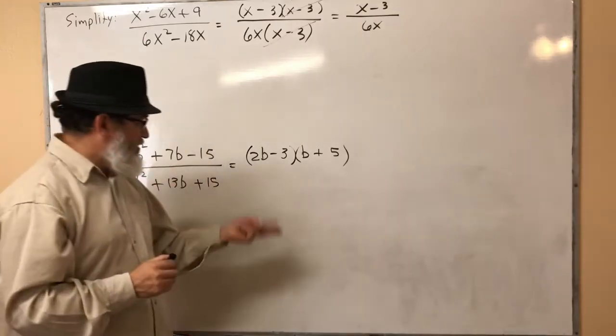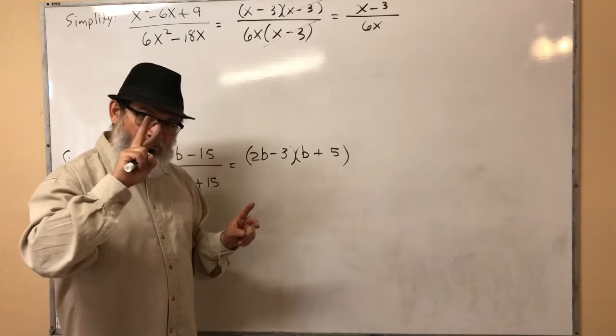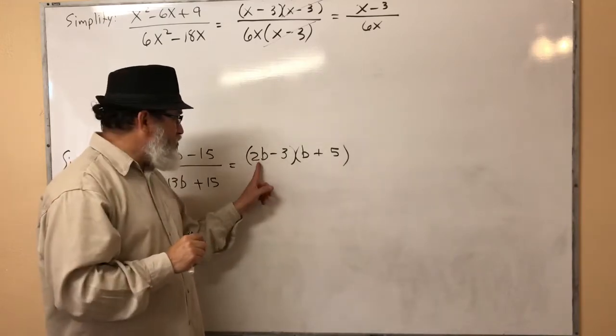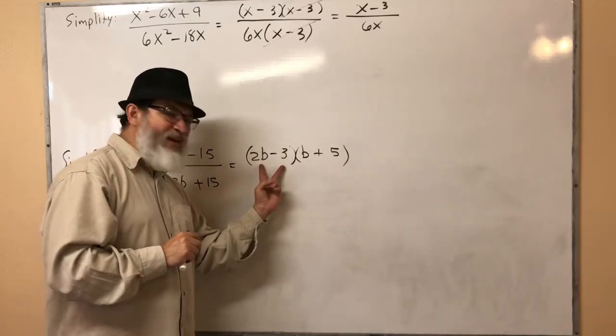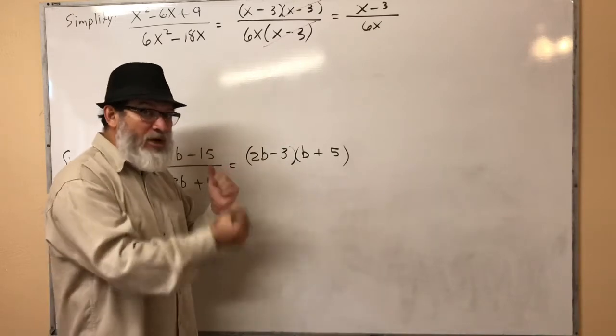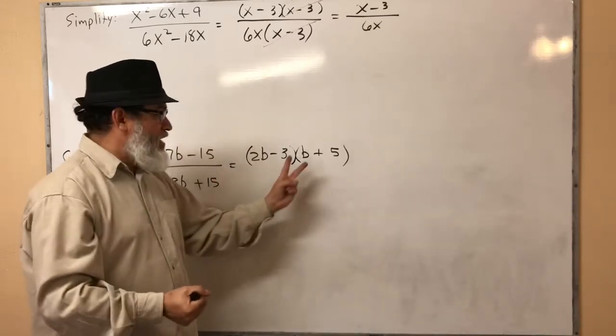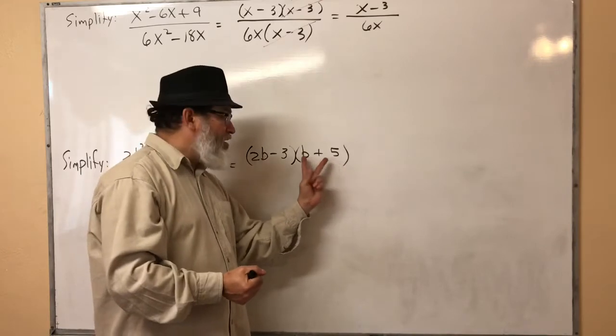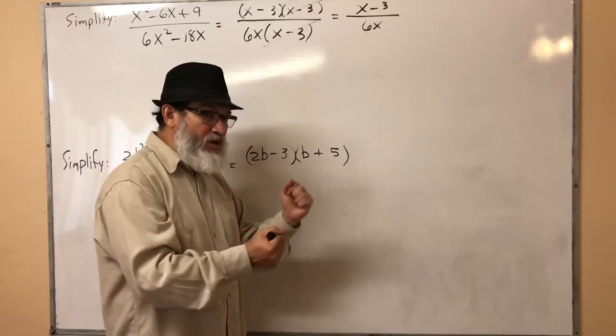And look, 2 factors, 2b minus 3. This is 1 factor. They cannot be broken apart. And b plus 5. They're together. They cannot be broken apart. So here we have two factors.